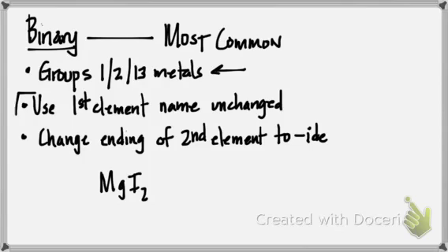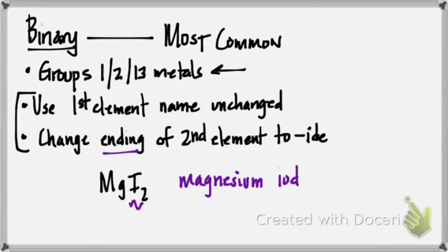And then all I have to do is follow these rules. It says use the first element name unchanged. Well, I can definitely do that. So Mg is going to just be magnesium. And then it says change the ending of the second element to IDE. So my iodine, instead of saying iodine, I'm going to say iodide. And so my compound is named magnesium iodide.